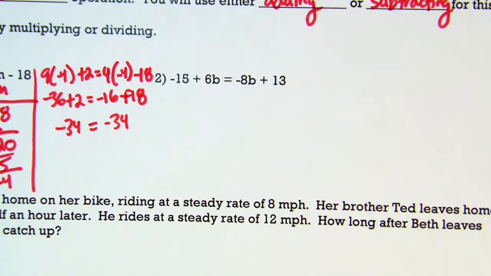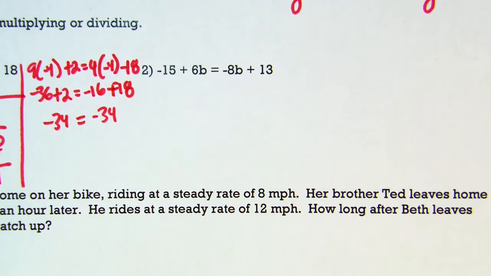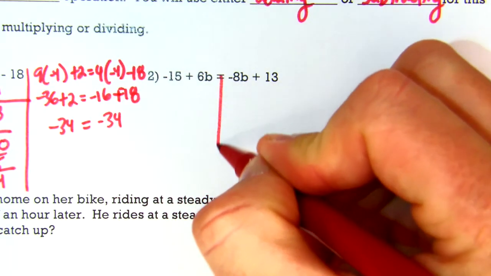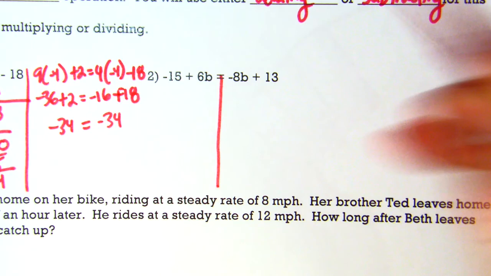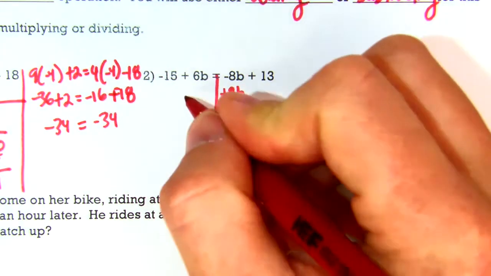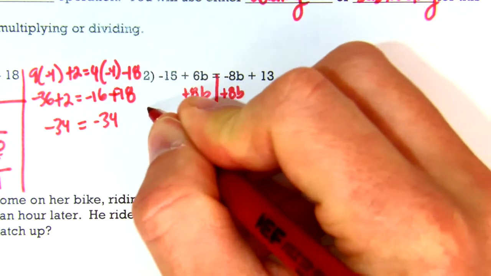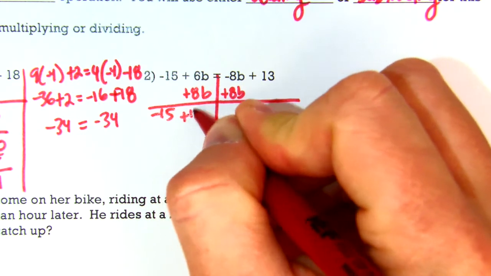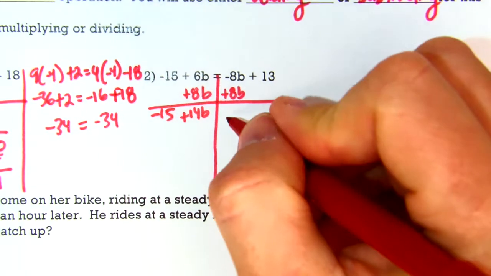Alright, number 2, we have negative 15 plus 6b is equal to negative 8b plus 13. I'll draw a line down the middle. So in this case, I'm going to get rid of my negative b's by doing a plus 8b. So plus 8b. So negative 15 plus 14b. Plus 13.